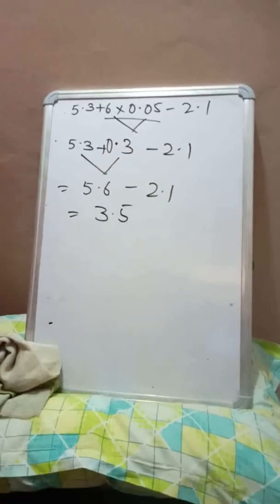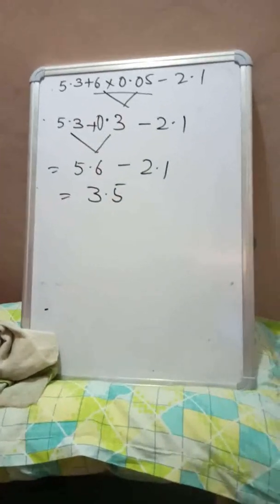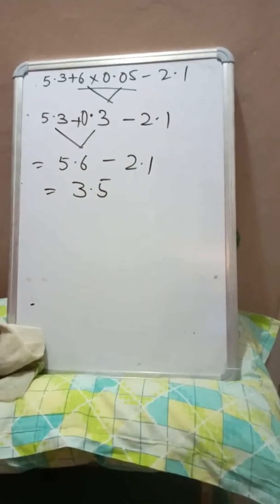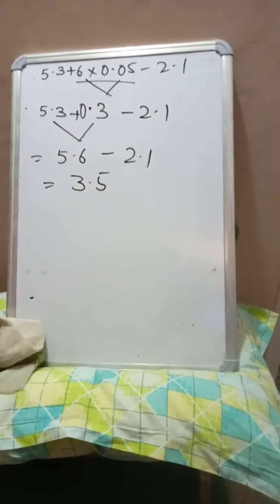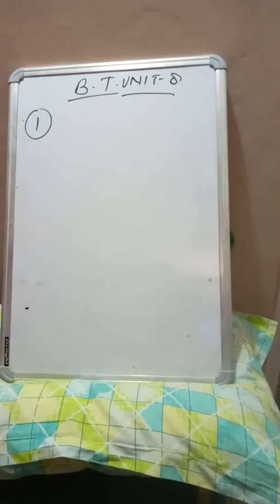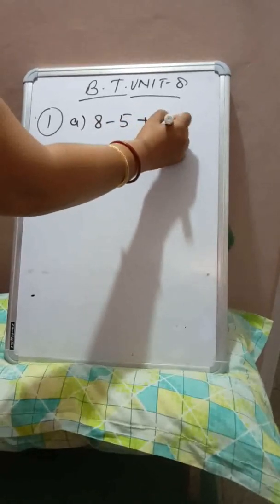Similarly you have to do all the operations very carefully. Correct? Now let us start with the second step, that is brain teaser. In brain teaser of unit number 8, question number 1 is to choose the correct option. Question A: 8 minus 5 plus 2. So what is the answer?